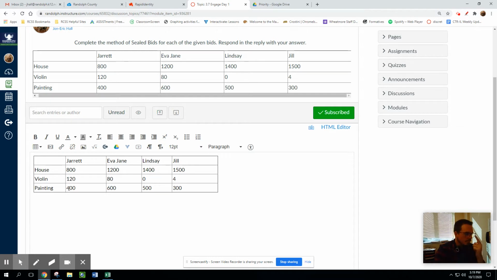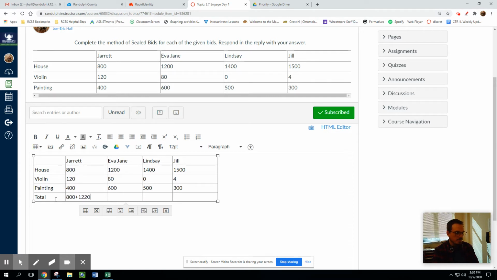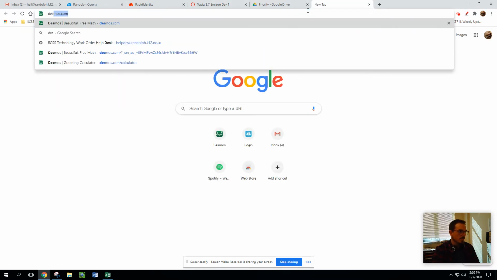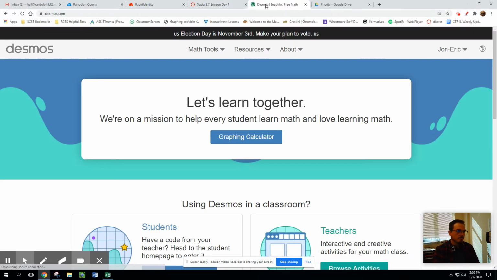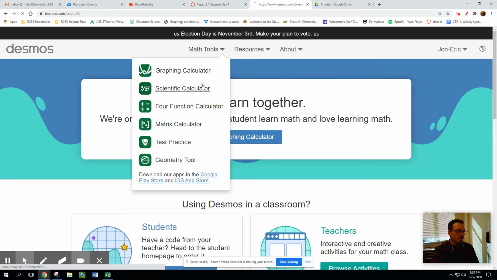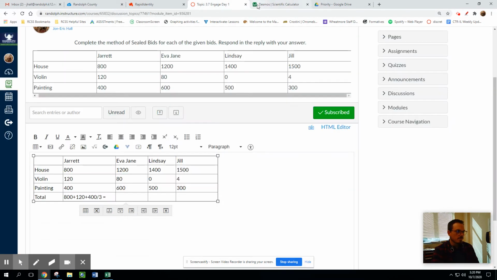Okay, so remember when you do this, the first thing that you're going to find is the fair division or fair dollar share. You can actually find the total if you need to by adding all of them up, 800 plus 120 plus 400, and then dividing by the total number, which is 3. Always go to Desmos if you need to for that, desmos.com, and we'll go to our scientific calculator. I like that one for this, real easy.